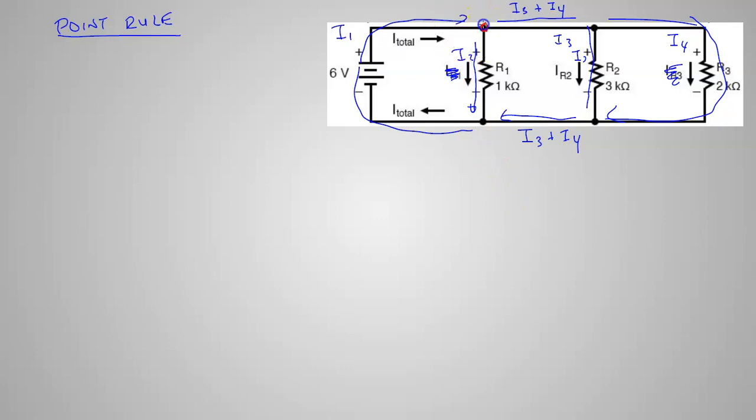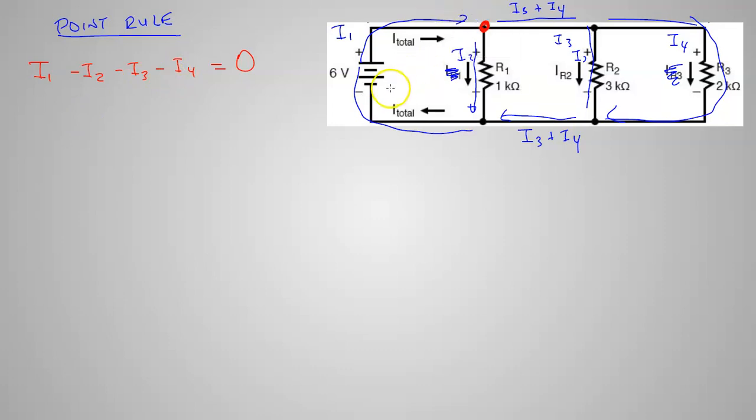So I'm going to pick this point right here. At that point, the point rule would tell me that I1 comes in, I2 goes out, I3 and I4 go out. The only thing coming in is I1, everything else goes out. Looks like that. Okay, and then I could get set up for a loop rule.